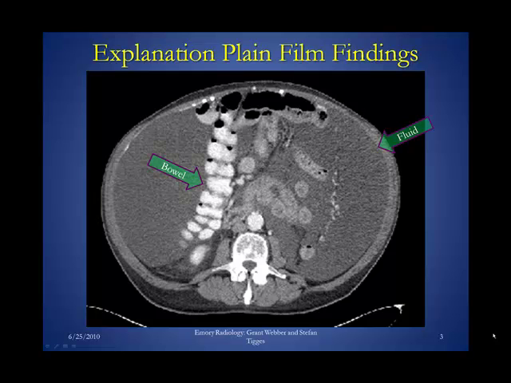So here's a CT image which hopefully will make some of these plain film findings a little bit more clear. You see labeled the fluid which is on both sides of the abdomen. There's a large amount of fluid and it's pushing on these loops of bowel.